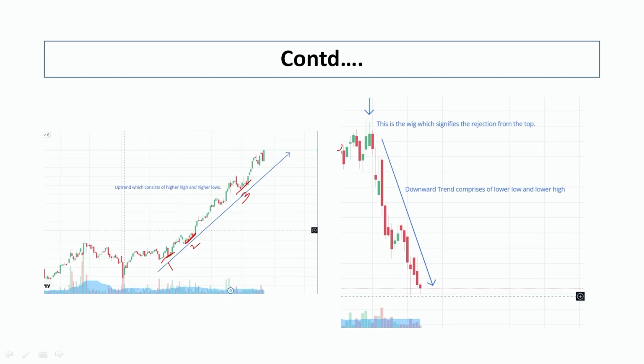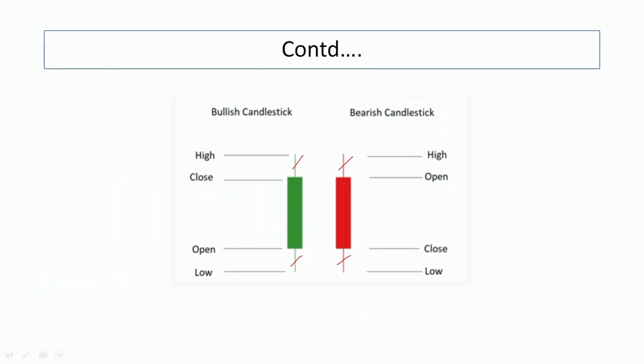Now coming to this figure, it is showing the downtrend. So it is going downside. So we can see that this candlestick is showing us a downtrend. So on the basis of this candlestick, we can easily predict the upcoming future prices of the particular stock. So this is a typical structure of candlestick.